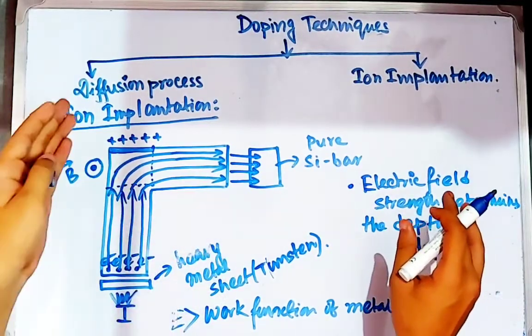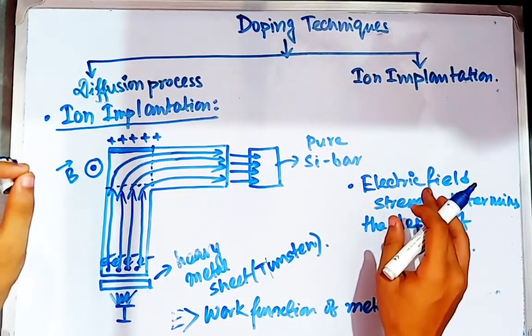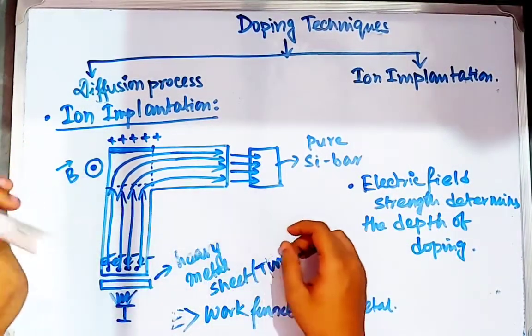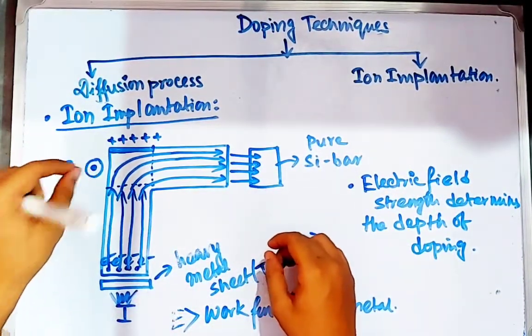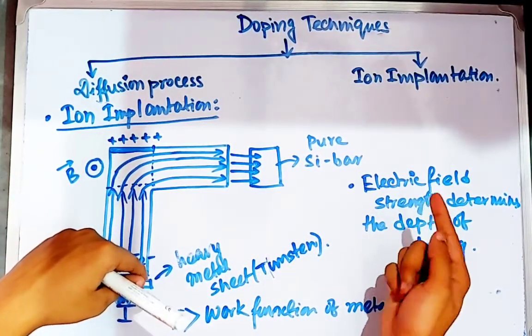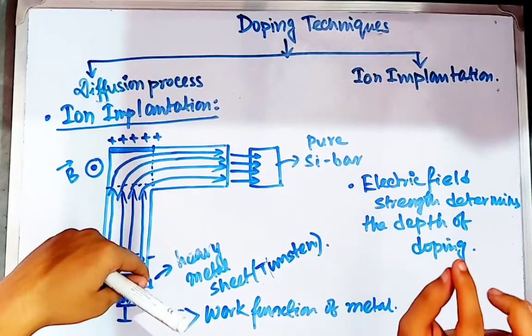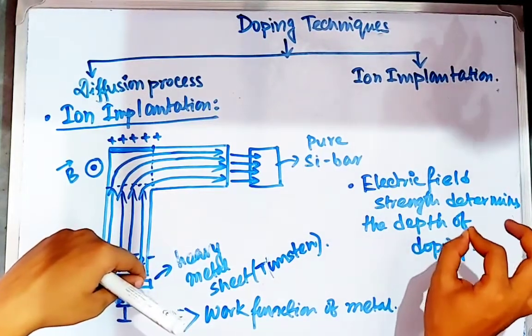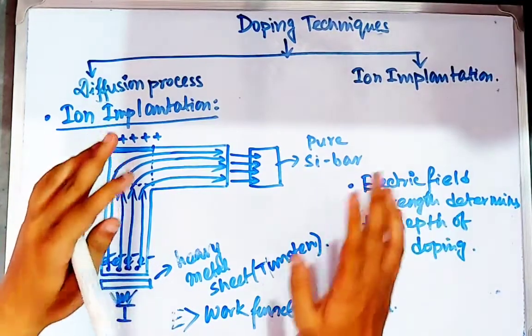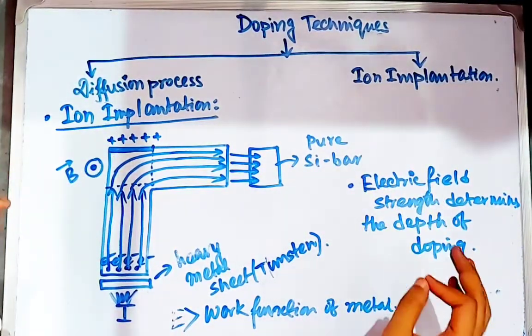But in case of the diffusion process, keep in mind that the time duration is the determining factor of the depth of doping. And in case of ion implantation, the electric field strength is the determining factor of the depth of doping. Up to this I think everything is clear to you.